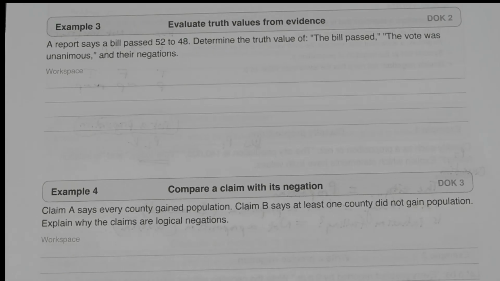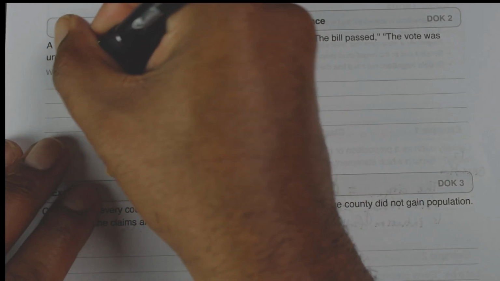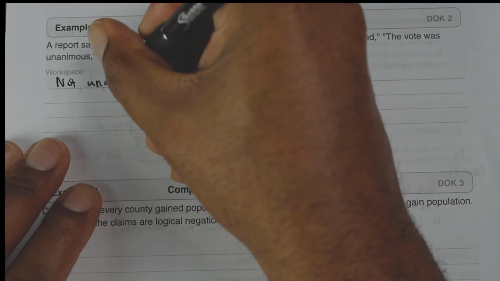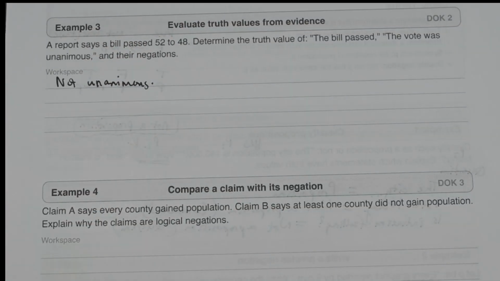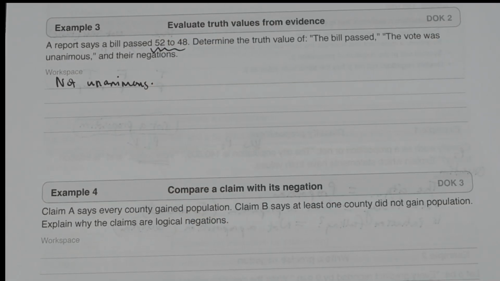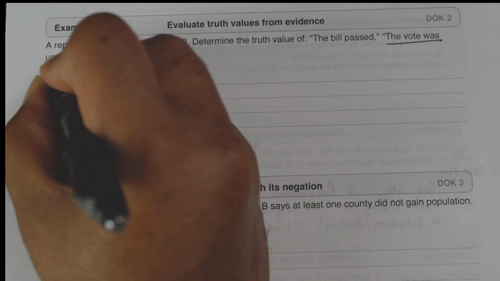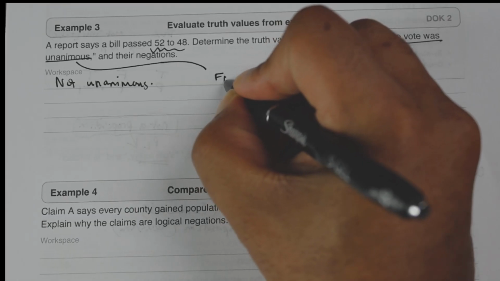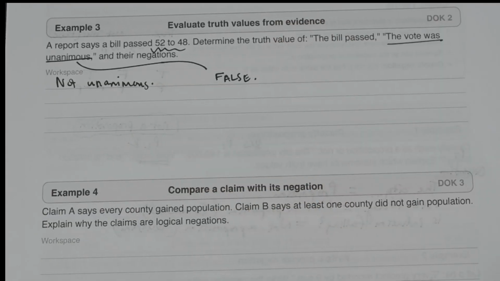Now, the vote was unanimous. All right. Was the vote actually unanimous? No, the vote was not unanimous. A unanimous vote will require everyone to vote the same way, but the result was 52 to 48. So therefore, "the vote was unanimous" is false. That's a false claim, right?